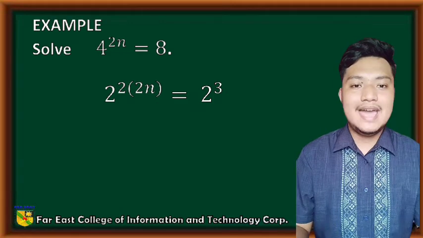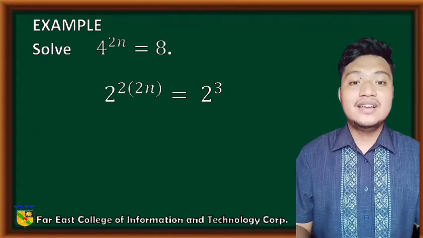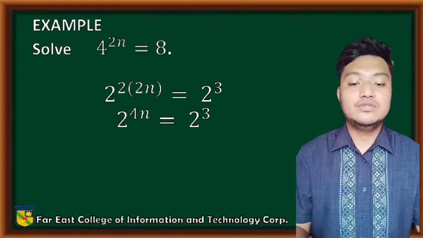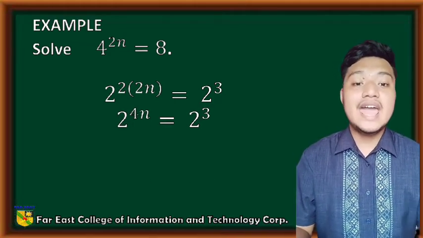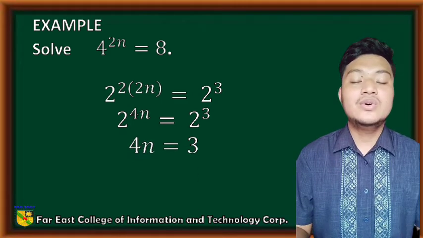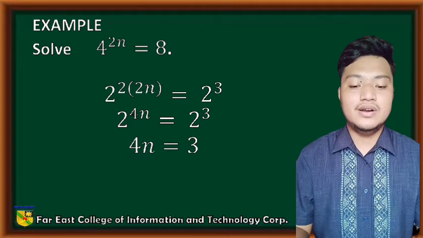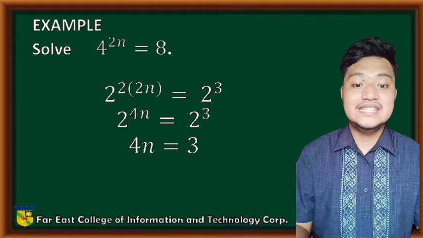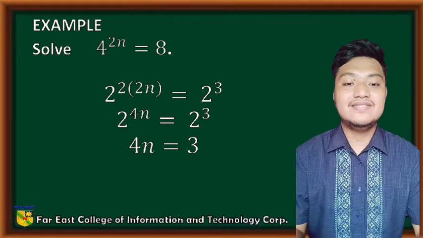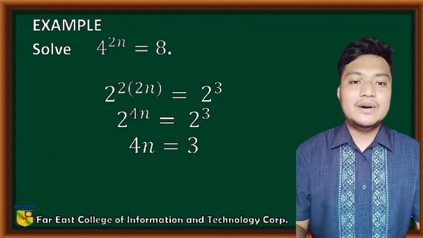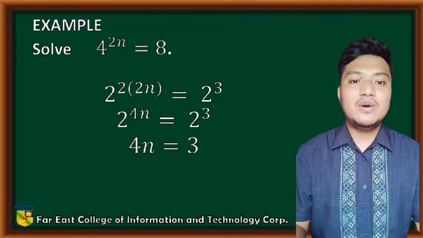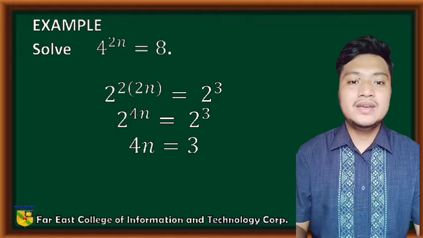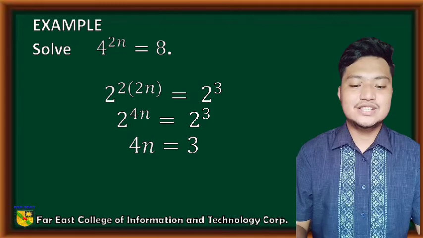And then, try to get the multiplication of the exponent. So, magiging 2 to the 4n is equal to 2 to the cube power. So, tanggalin natin yung base kasi they are the same. So, ang matitira na lang natin, yung mga exponent natin. So, pag same base po tayo, automatic ika-cancel natin si base at ang matitira na lang po yung ating mga exponent. So, magiging 4n is equal to 3.